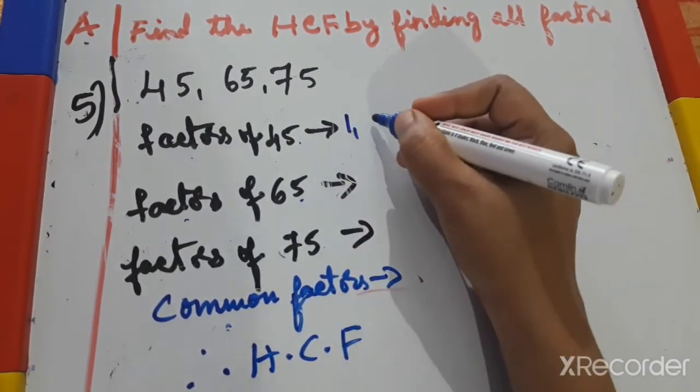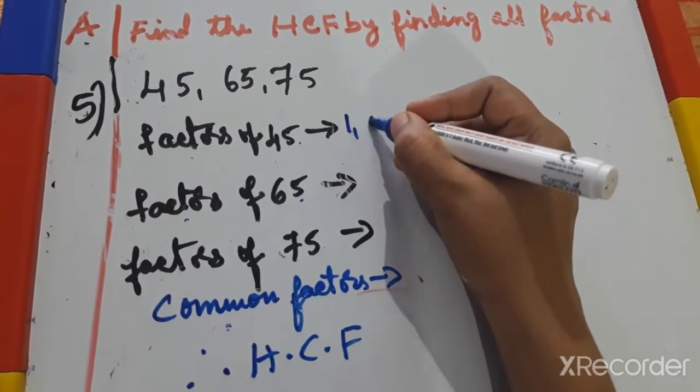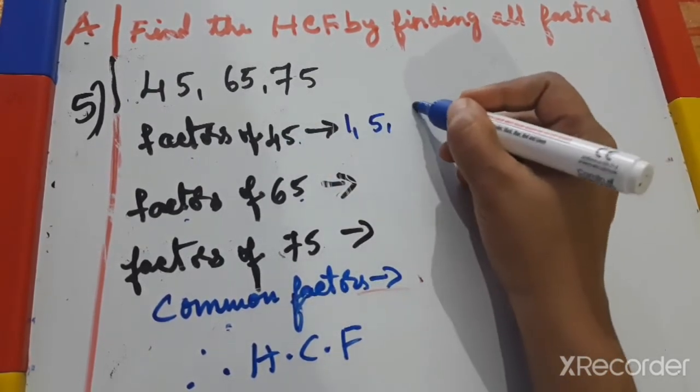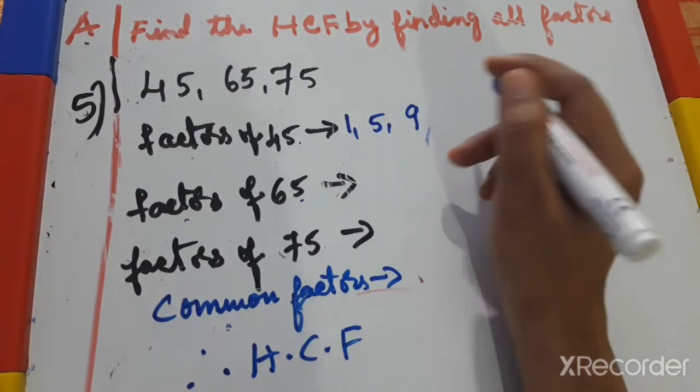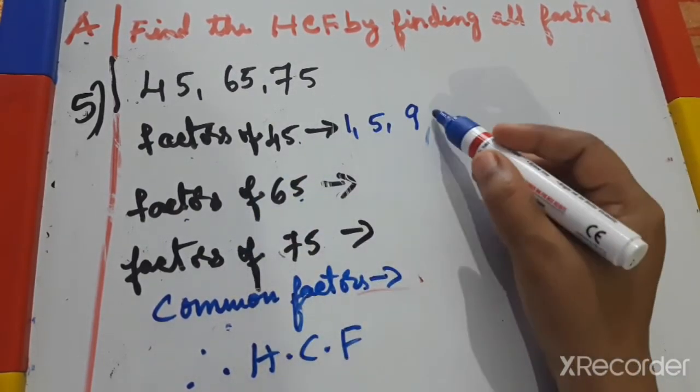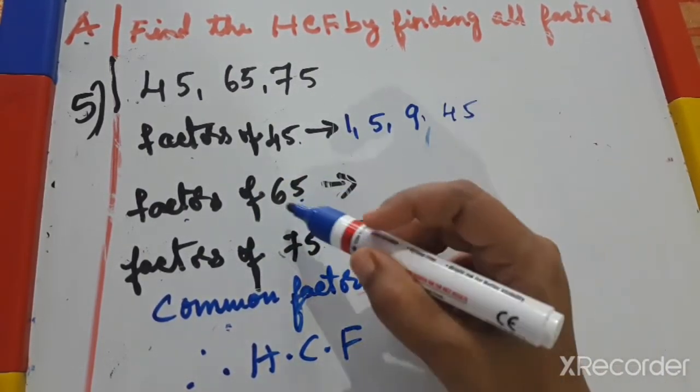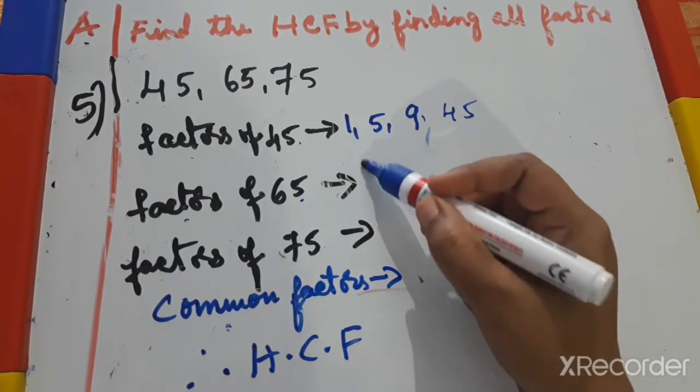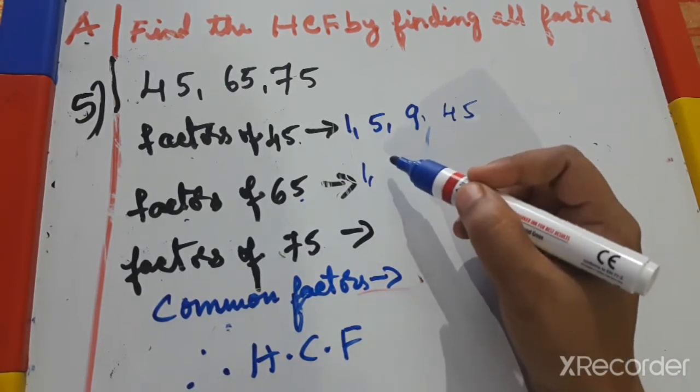1 45 is 45. Then 5 9s are 45, so 9 is also a factor, 9 5s are 45. Then 45 ones are 45, the number itself. Factors of 65. 1 65 is 65.